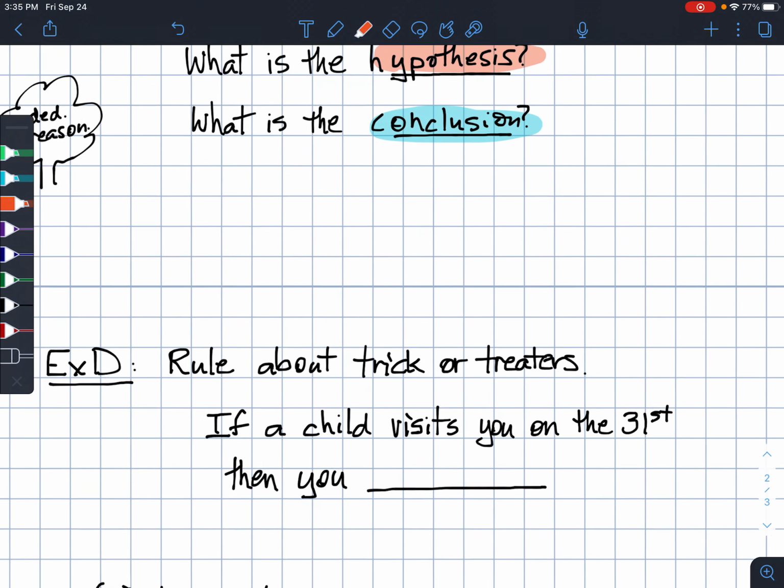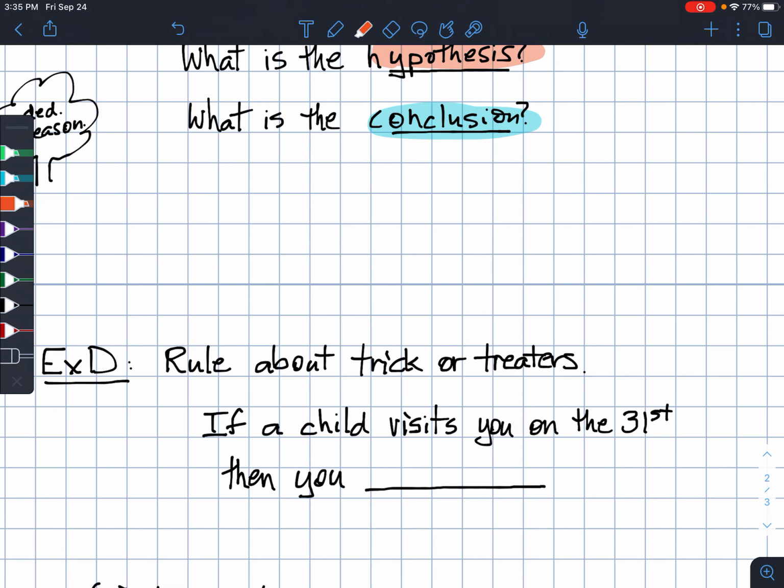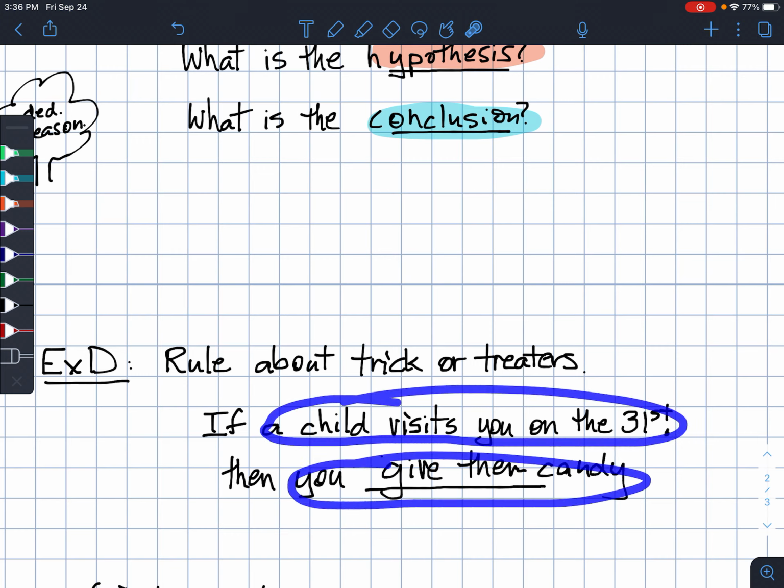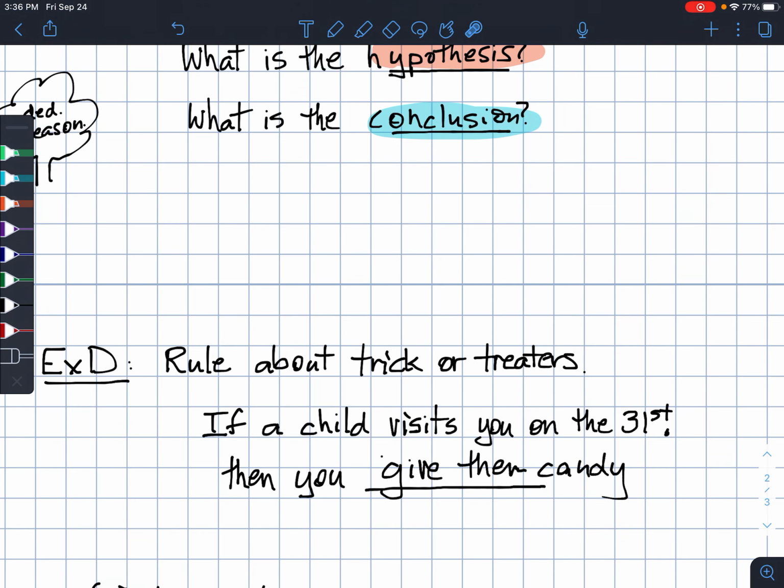Let me now have you think about something coming up here in October. End of October, we have something called Halloween. And there's a rule that most people follow about trick-or-treaters, that if a child visits you on the 31st in the evening, then you're nice, you give them candy. Notice how, much like in the last example, we have a hypothesis and we have a conclusion, right? It's kind of a deductive reasoning.